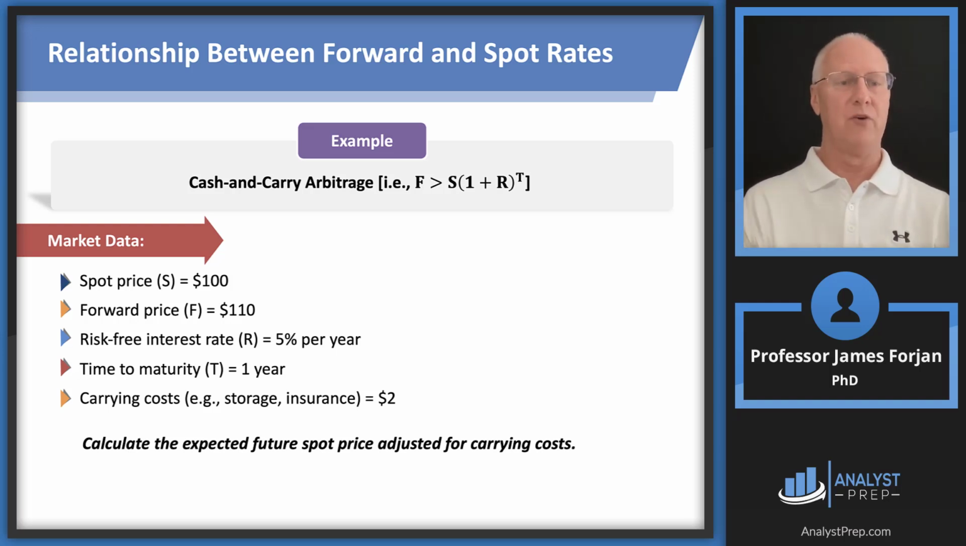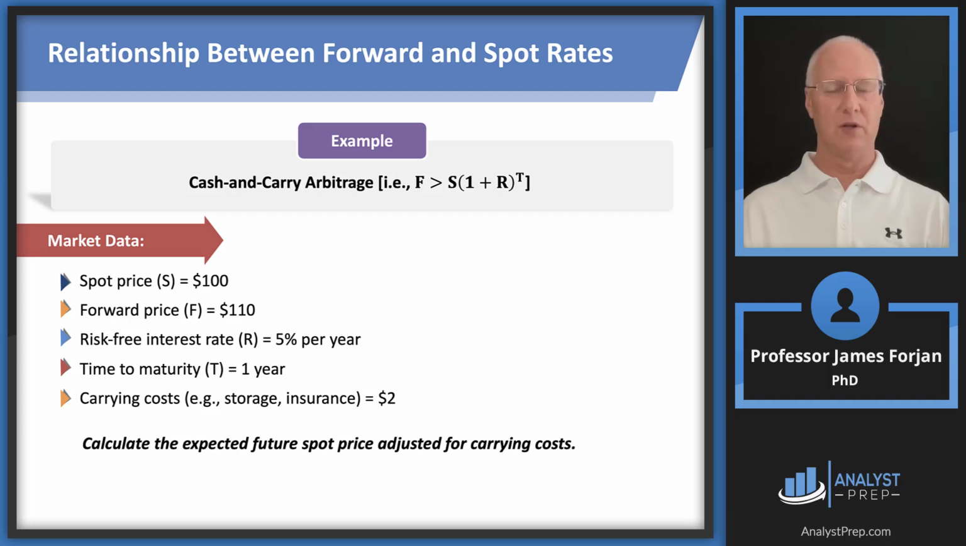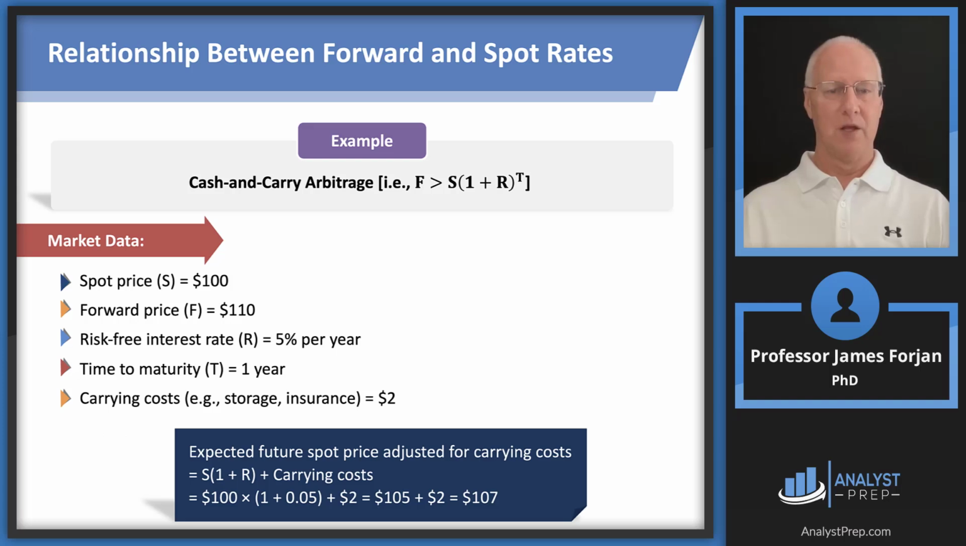So here we have spot of 100, forward price, so this is the observed forward price, 110, 5% interest rate, 1 year, $2 in carrying costs. So look at the very bottom, calculate the expected future spot price. So how are we going to do that? We're going to take the $100 and we're going to compound that out at the 5%, and then we're going to add the $2. So there we go. There's the expected future spot price of $107.